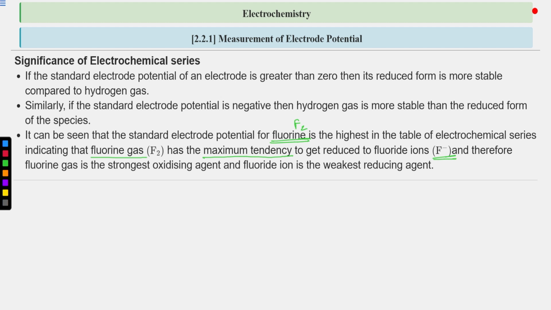Okay, and therefore fluorine gas is the strongest oxidizing agent because it can oxidize others and get reduced itself, and the fluoride ion is the weakest reducing agent. Okay, weakest reducing agent means it can weakly reduce others and get oxidized itself. Okay, so this is the explanation which we give after seeing the electrochemical series.